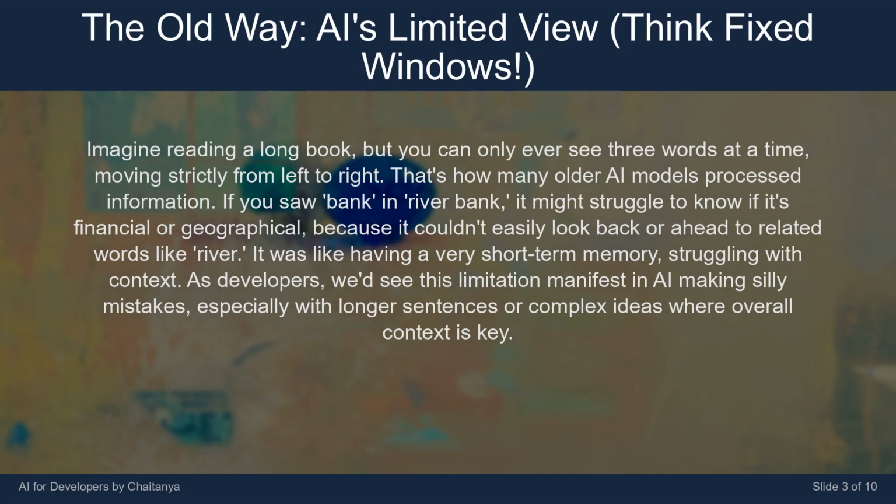Imagine reading a long book, but you can only ever see 3 words at a time, moving strictly from left to right. That's how many older AI models processed information. If you saw "bank" in "riverbank," it might struggle to know if it's financial or geographical, because it couldn't easily look back or ahead to related words like "river." It was like having a very short-term memory, struggling with context. As developers, we'd see this limitation manifest in AI making silly mistakes, especially with longer sentences or complex ideas where overall context is key.